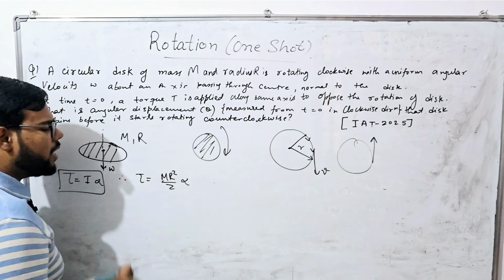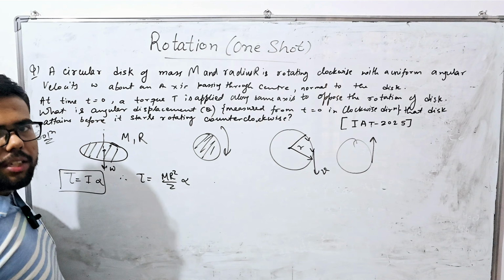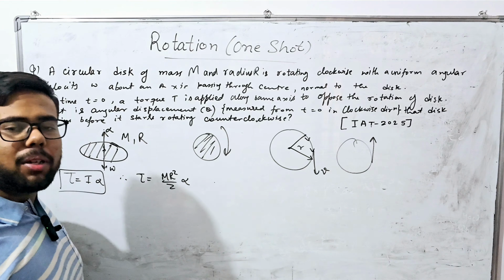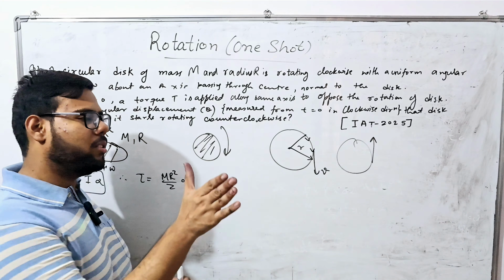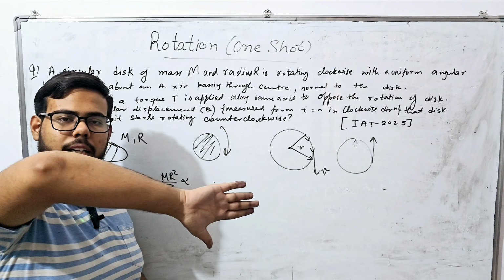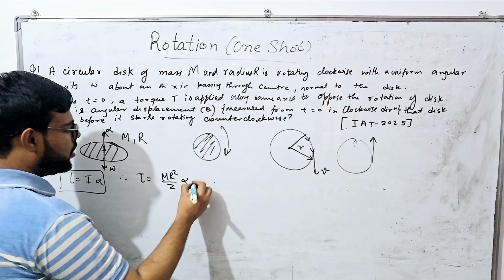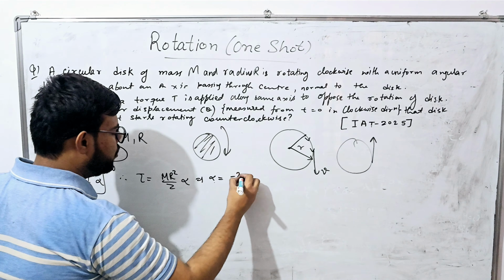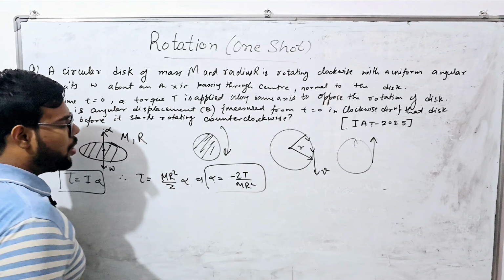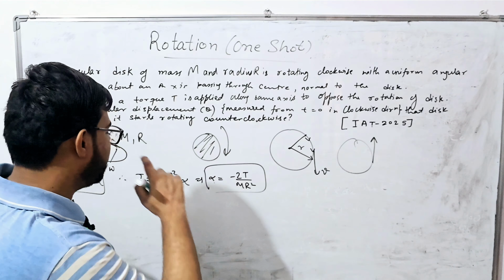Now what is the direction of alpha? If omega is in this direction, alpha has to be in the opposite direction, because it is opposing the motion. Alpha creates a counterclockwise motion and omega creates a clockwise motion. Hence we get alpha is equal to negative 2 tau by m r square. The negative sign is there because it is opposing the motion, right?